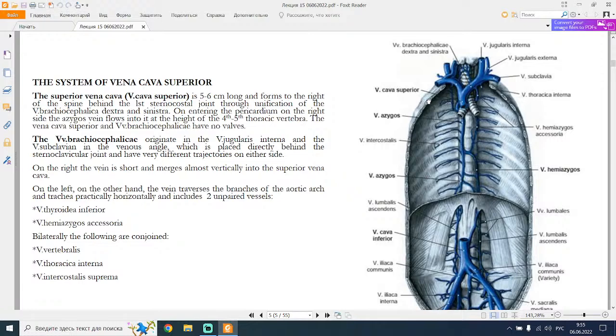The inferior thyroid vein and the vena hemiazygos accessoria. Bilaterally, the following are joined: vena vertebralis, vena thoracica interna, vena intercostalis suprema.